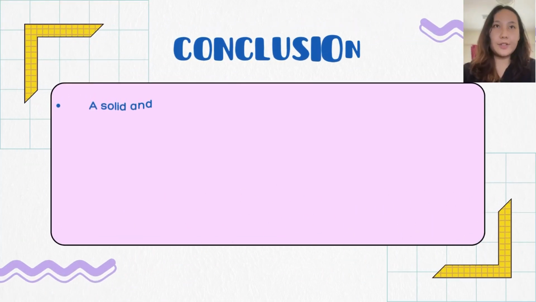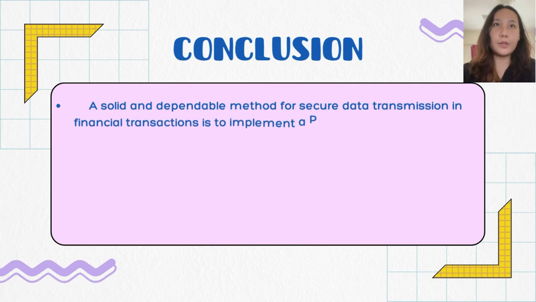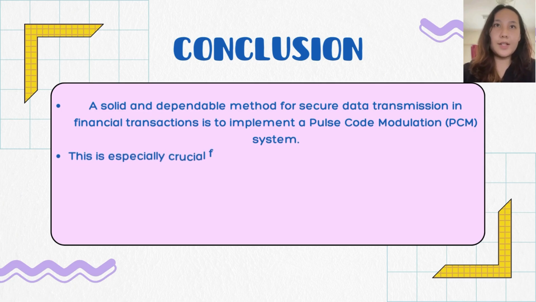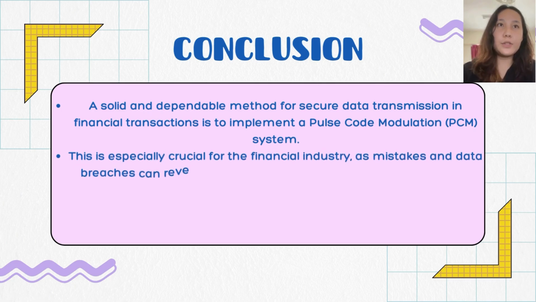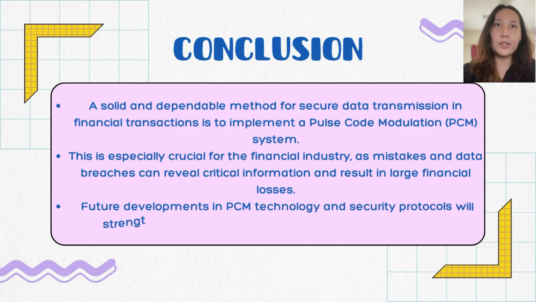In conclusion, a solid and dependable method for secure data transmission in financial transactions is to implement a pulse code modulation system. Because PCM is digital, there is less chance of signal deterioration and illegal access during transmission, which improves data security. This is especially crucial for the financial industry, as mistakes and data breaches can reveal critical information and result in large financial losses.